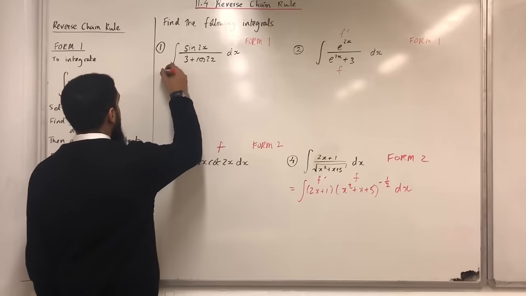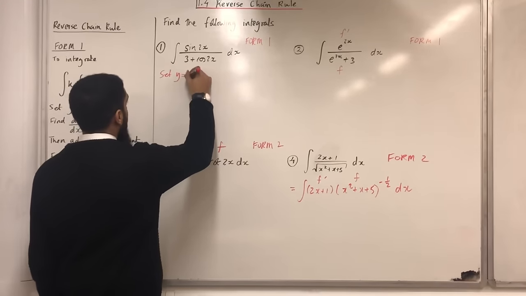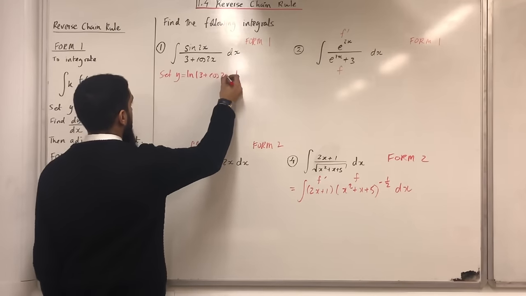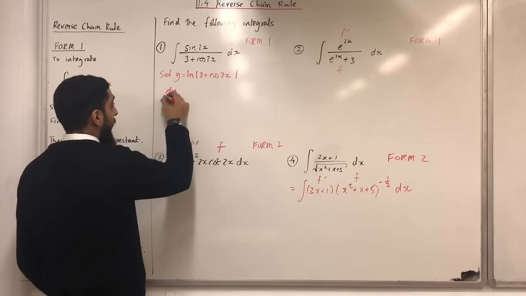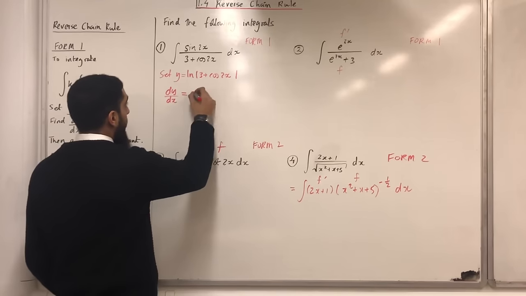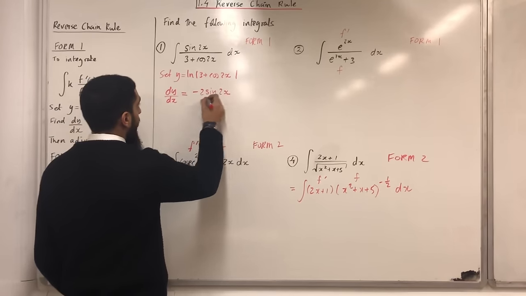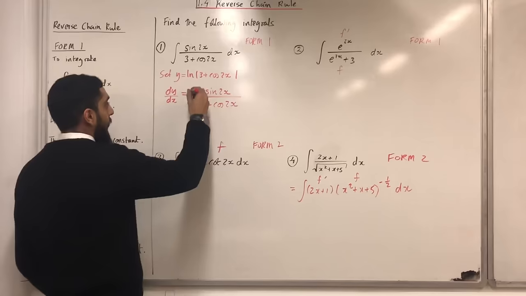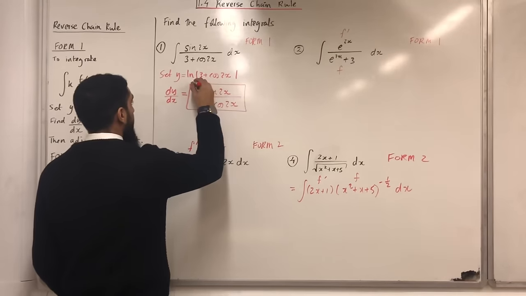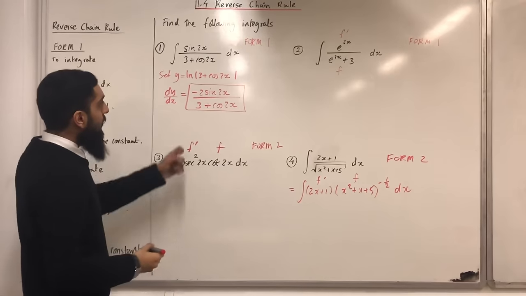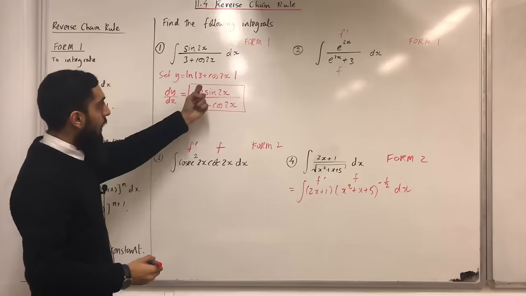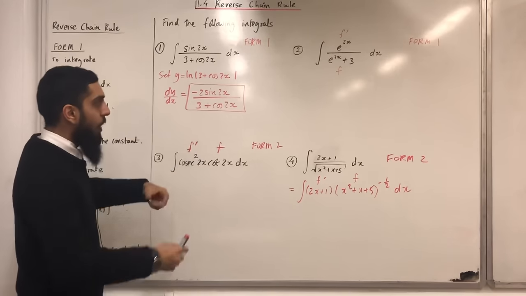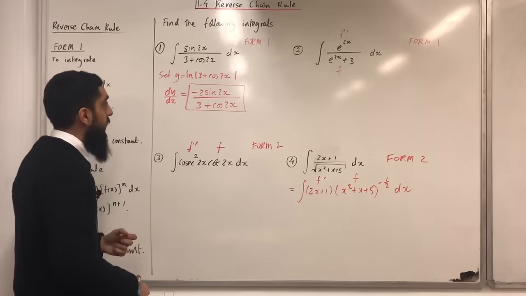The first step is to set y equal ln mod of the denominator, which is 3 plus cos 2x. The second step is to find dy over dx, which will be minus 2 sine 2x over 3 plus cos 2x. The next step is to put a rectangle around the dy over dx. Now, I know that if I integrate this particular fraction over here, my answer will be ln mod of 3 plus cos 2x plus c, because going from dy over dx back to y is called integration.